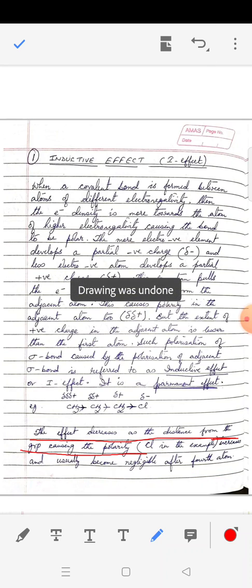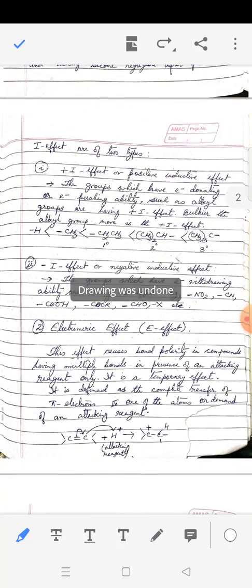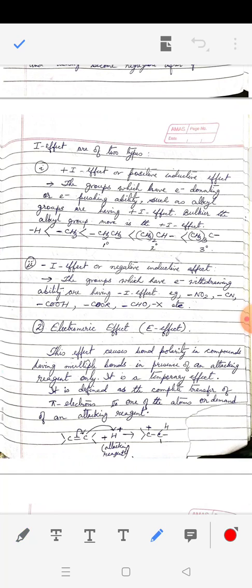Now there are two types of inductive effect. One is called positive inductive effect, another is called negative inductive effect. By positive inductive effect we mean the groups which are electron donating or electron pushing, they exhibit the plus I effect. And remember, usually the alkyl groups exhibit the plus I effect. The bulkier the group, the more is the plus I effect.